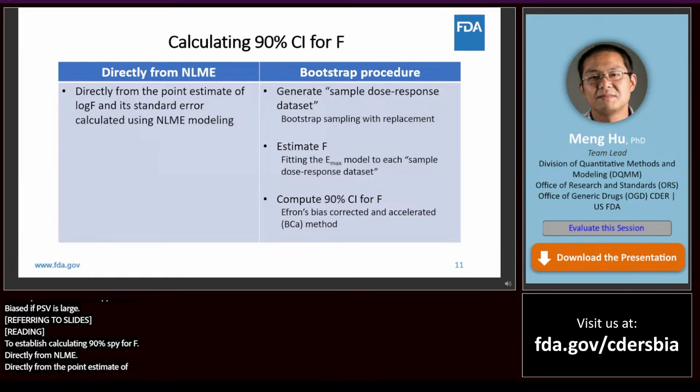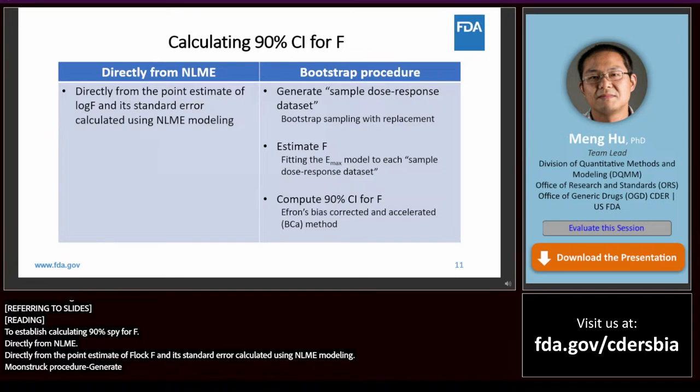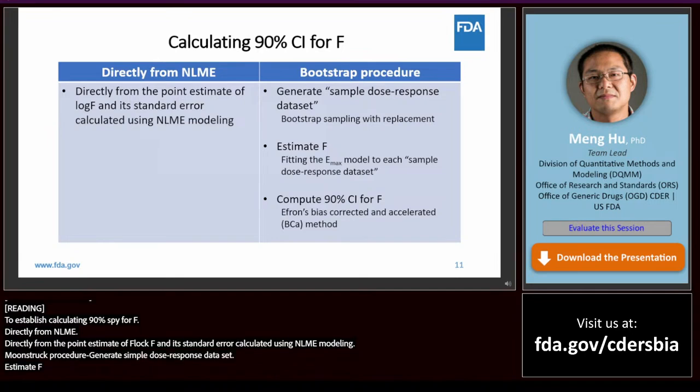First, generating sample dose response datasets using bootstrap sampling with replacement. Second, estimating F by fitting the Emax model to each sample dose response dataset. Third, computing the 90% confidence interval for F using Efron's bias corrected and accelerated method.